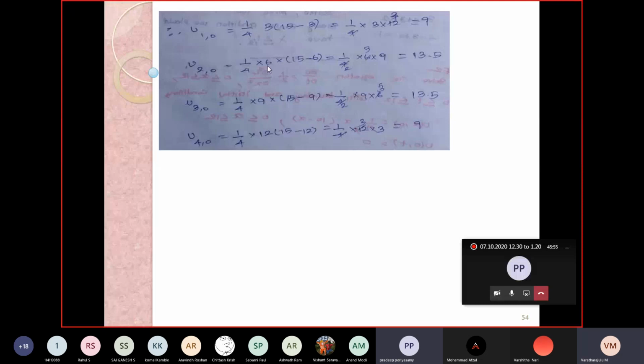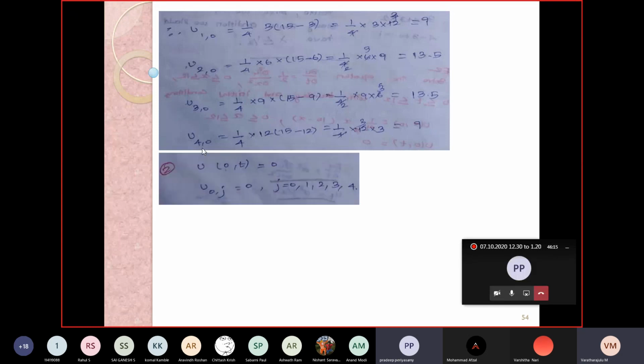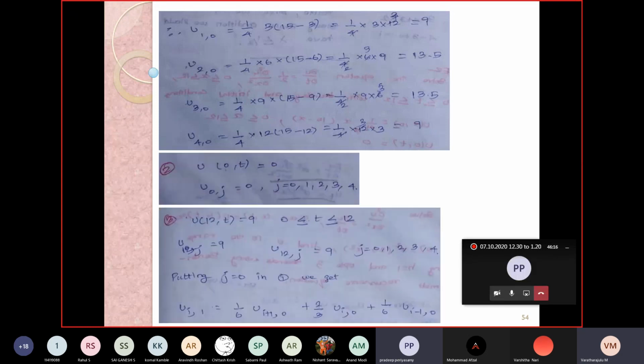It becomes 6. And here 9 and 12. Here 3, 6, 9 and 12. Therefore, we will get 9 when x is equal to 1, 13.5 when x is equal to 2, 13.5 when x is equal to 3, and 9 when x is equal to 4. And please try to draw the various boundaries. And these are the other boundaries, which were already discussed, which are given in the problem itself.